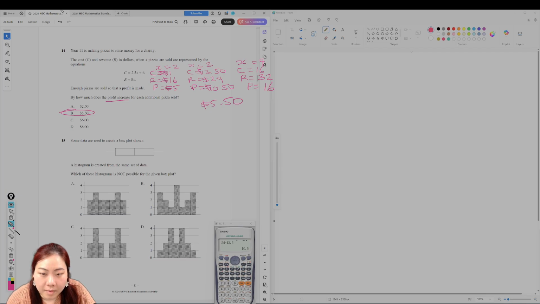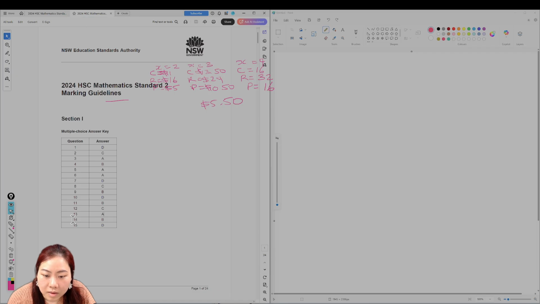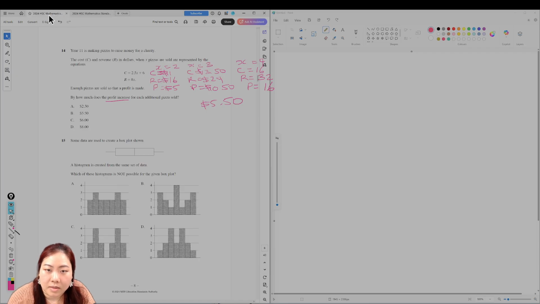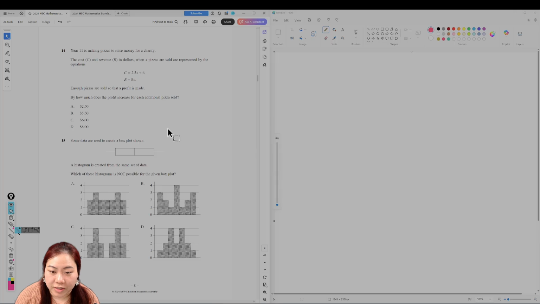14b. Let's see. 14b, yes. Last question. Question 15. Some data are used to create a box plot shown. A histogram is created from the same set of data. Which of these histograms is not possible for the given box plot?